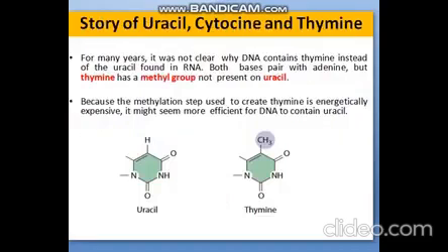And so what is the story of uracil, cytosine and thymine? As I told you, for many years it was not clear why DNA contains thymine instead of the uracil found in RNA. Now we know that the methylation step used to create thymine is energetically expensive. Whenever there is methylation of any kind of molecule, it means that molecule will be more stable compared to non-methylated molecules. So uracil is less stable and thymine is more stable because of the addition of the methyl group.